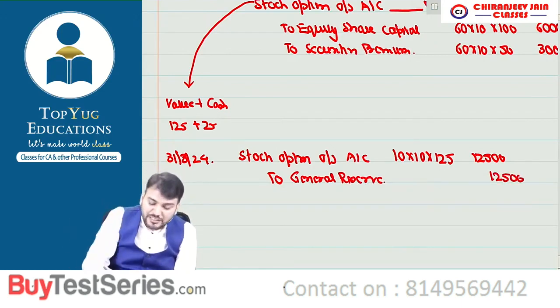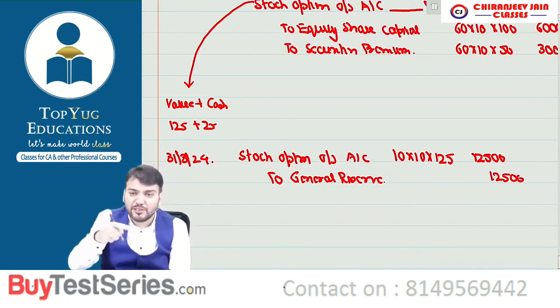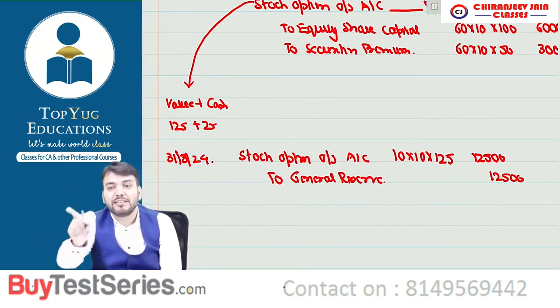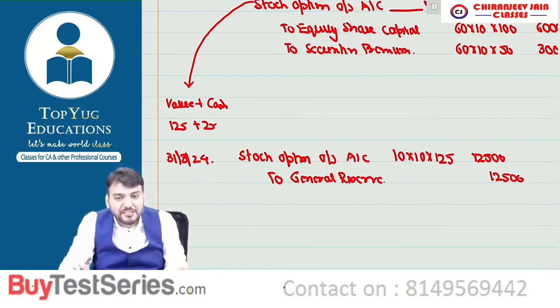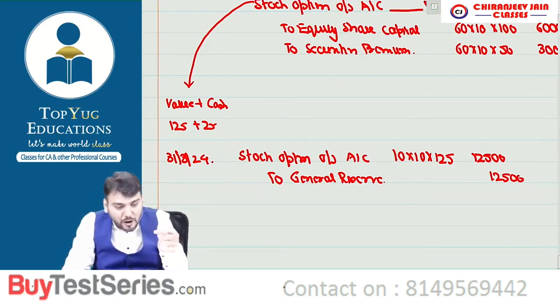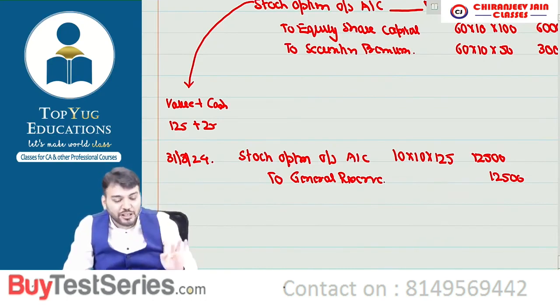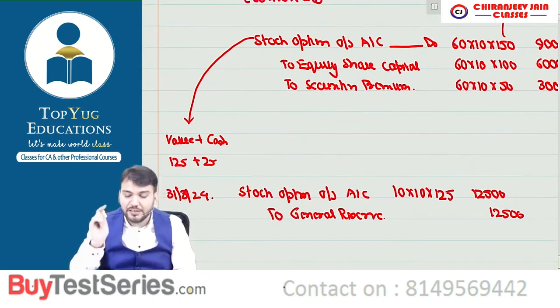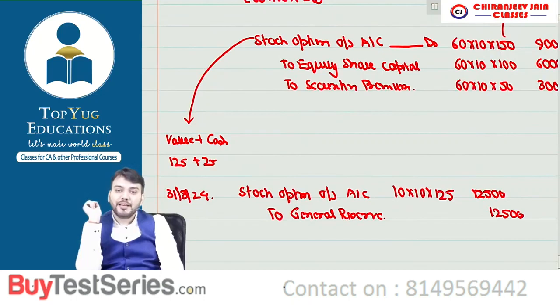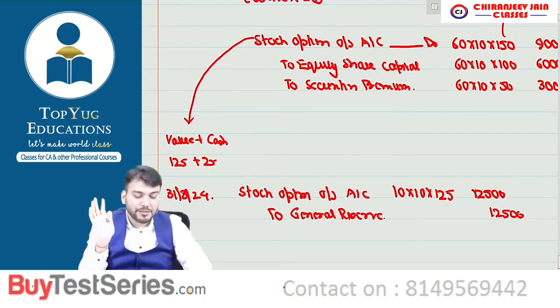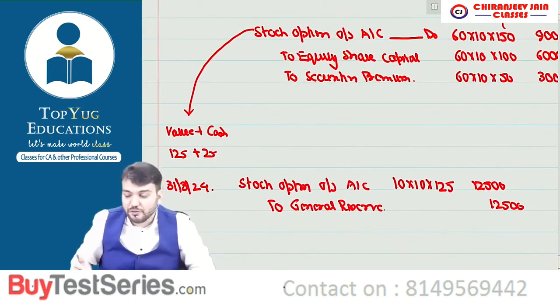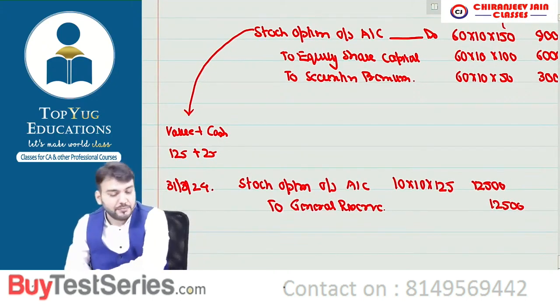The stock option outstanding account is also a reserve. So one reserve is transferred to another reserve. But now because it is cancelled, we will not keep it in the stock option outstanding account. So that will be transferred to general reserve. Correct. Understood this entire point? Very simple. Now if you have understood, can I give everything in writing?